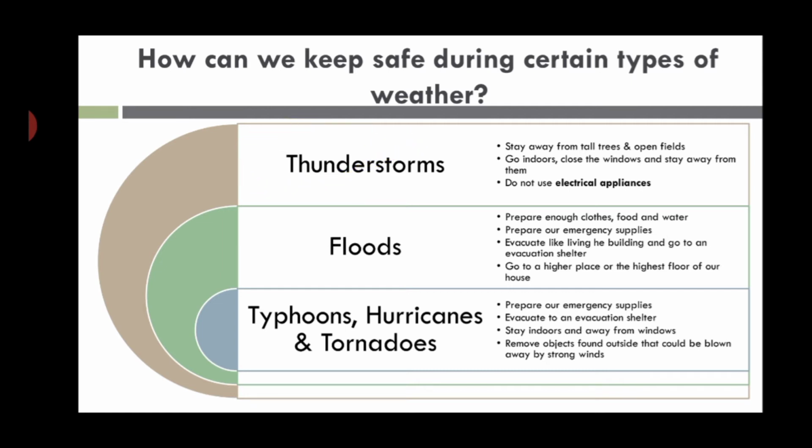First, thunderstorms. A thunderstorm comes with thunder and lightning. We will get hurt and even die if lightning strikes us. So, you should do these things. First, stay away from tall trees and open fields. Go indoors, close the windows, and stay away from them. And don't use electrical appliances and telephones.